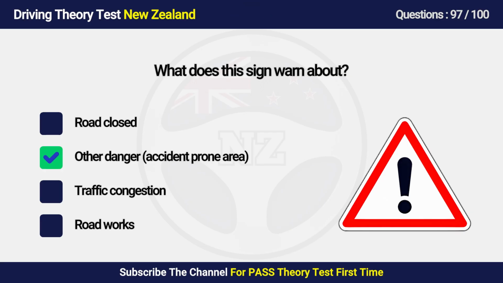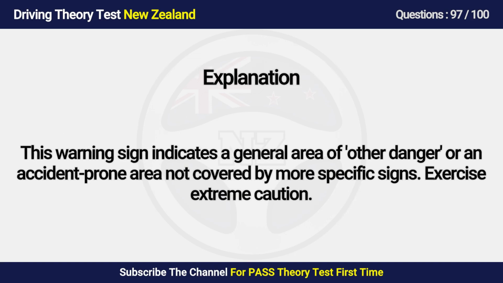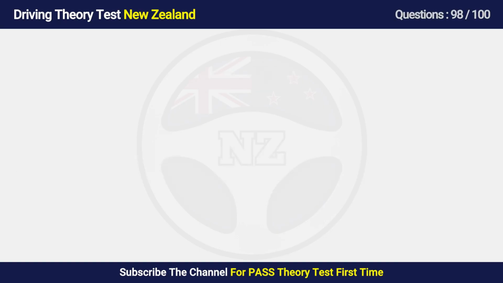Answer is B. Other danger, accident-prone area. This warning sign indicates a general area of other danger or an accident-prone area not covered by more specific signs. Exercise extreme caution. Question 98.